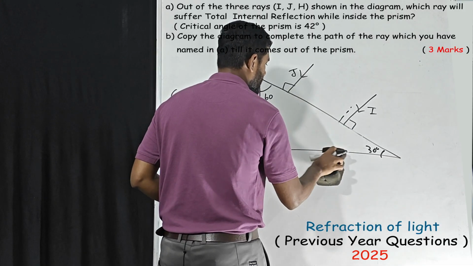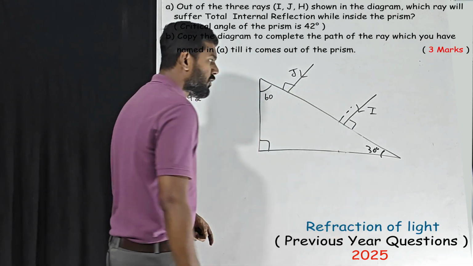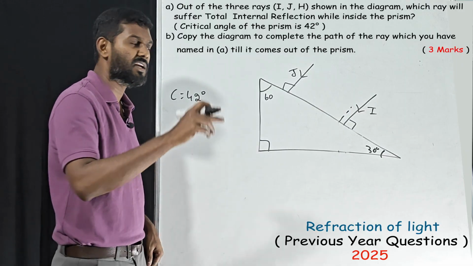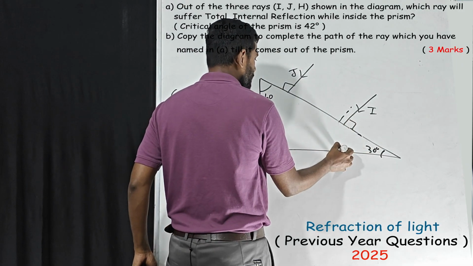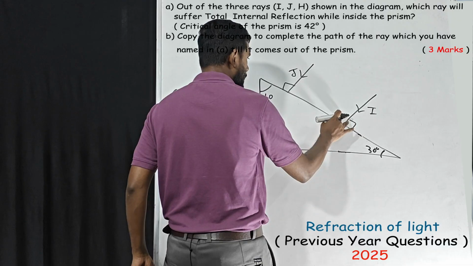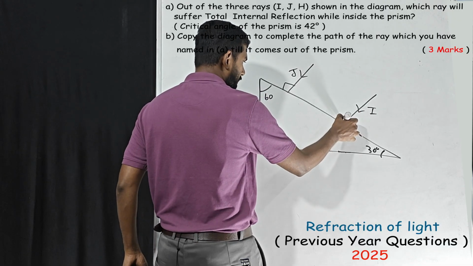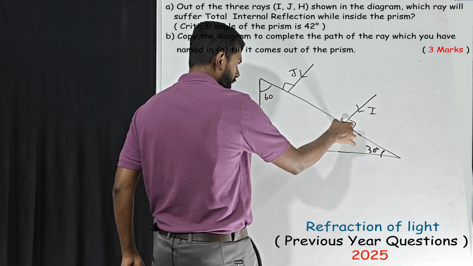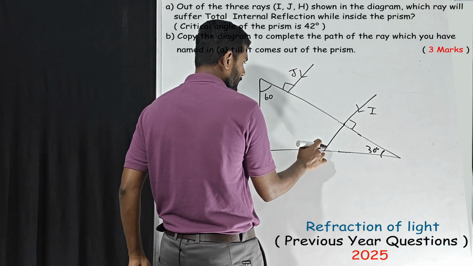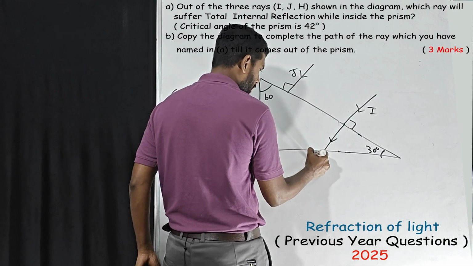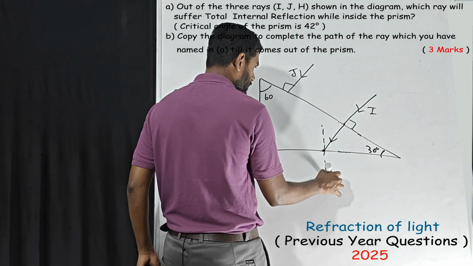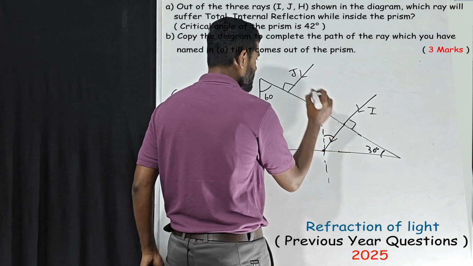Okay, we'll erase H. See, for the first sub question we don't want the diagram. Only for the second sub question we need a diagram. Then we'll go for I. Anyhow, the angle of incidence is 0. It passes without deviation. Wherever it touches, we have to keep the protractor and draw the normal. We require this angle.